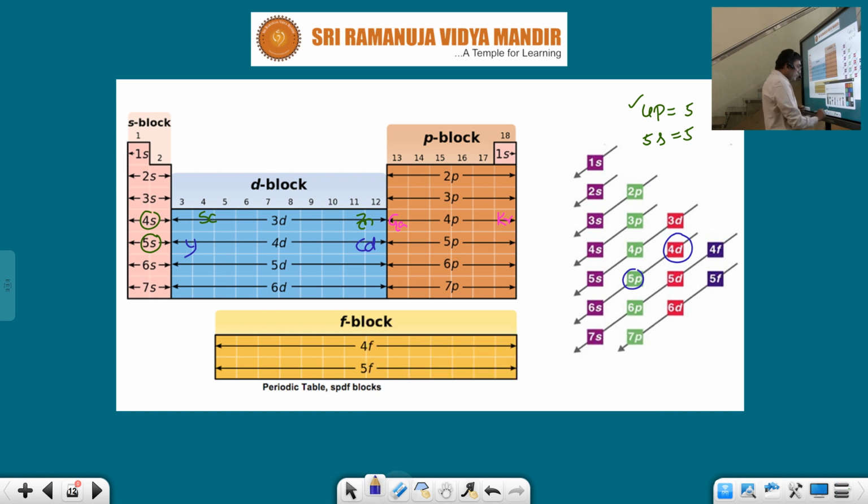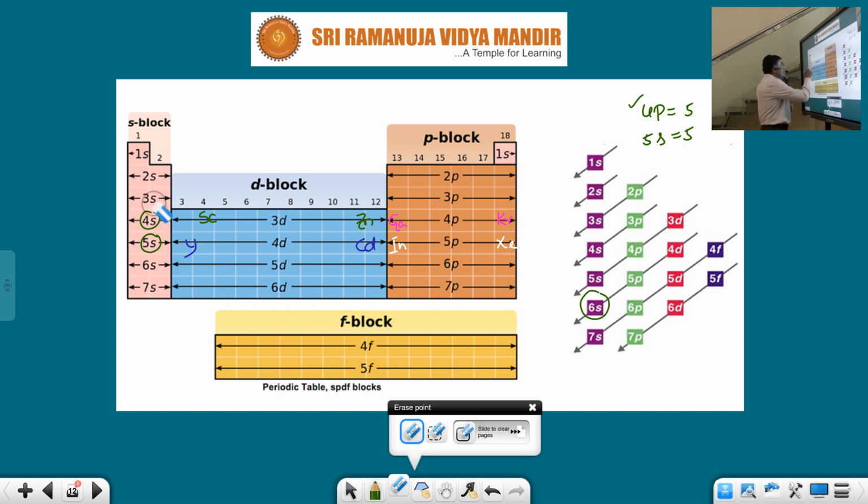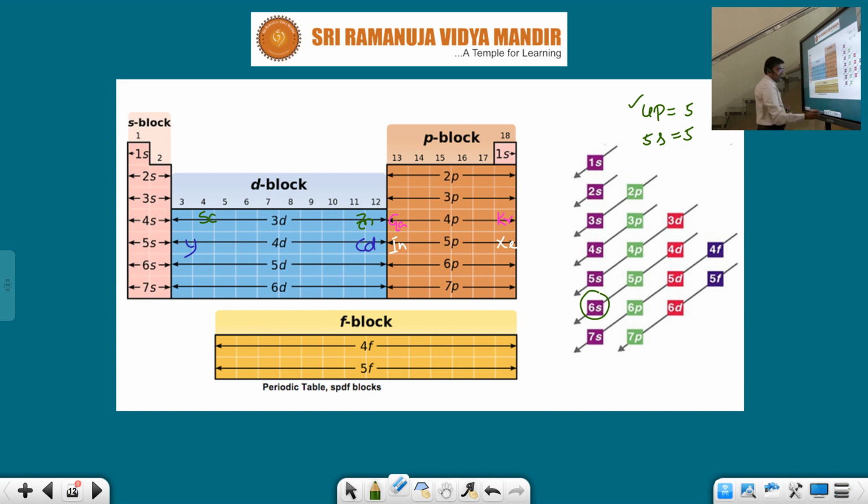So what are the 5p elements, students? Indium to xenon. What is xenon? 5p6. Now be careful. After that, 6s will be filled. What are the 6s elements? Cesium and barium. Now you have to be pretty careful.